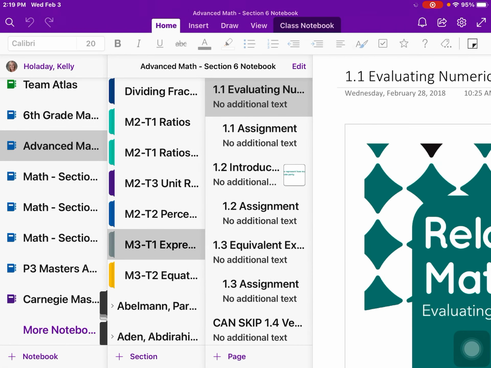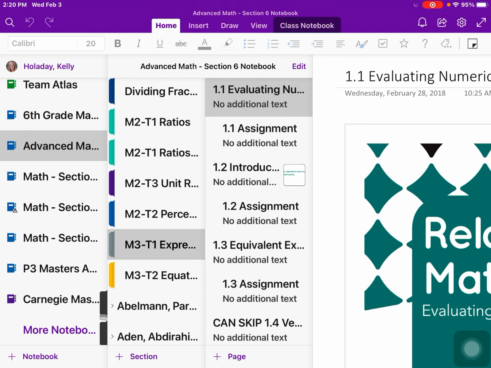Today we're going to start a new lesson. We're going to be dealing with more algebra, and so in this very first lesson, we'll deal with evaluating numeric expressions. We're going to really hit home on something called order of operations, which we have talked about in class, but we're going to get some practice with it.